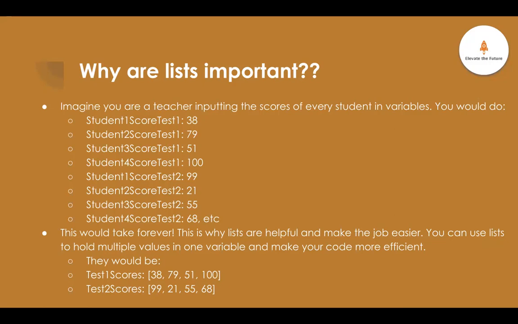You just have all these variables for every single student, and for every single test they take, you need a different variable. This would take forever. This is why lists are important, and they make the job easier. You can use lists to hold multiple values in one variable, and it makes your code more efficient. So test 1 scores would have brackets and a list of scores. You would just have student 1, student 2 in the same order every single time, and you could assign each student a certain number.